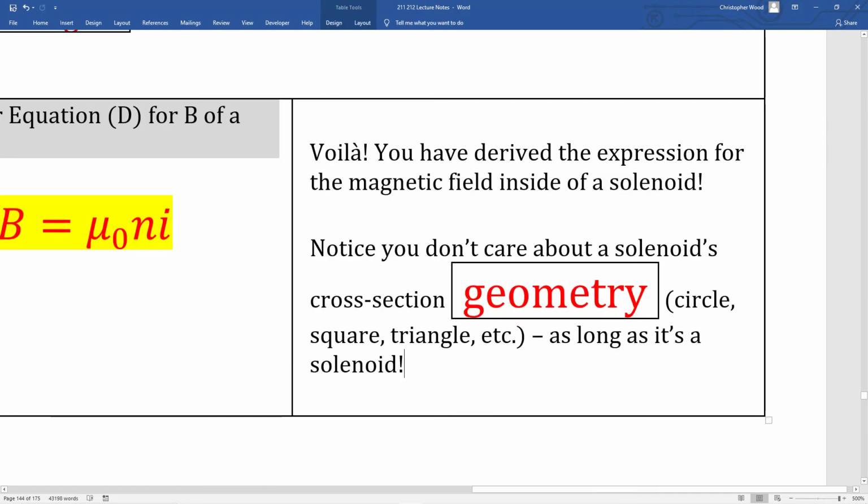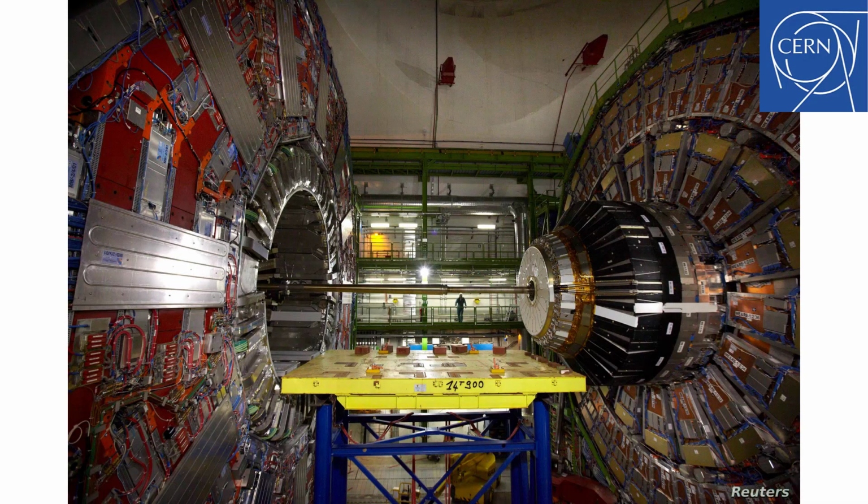So we just derived the magnetic field for a solenoid, and notice there's no dependency on geometry. As it says here, the cross-section geometry could be a circle, square, triangle, etc., as long as it's a solenoid. I'll conclude with this photograph of the world's largest solenoid. This is known as the compact muon solenoid. It's part of the Large Hadron Collider facility that's used to find fundamental particles. Maybe you've heard of the Higgs boson. This solenoid creates exceptionally strong and very precise magnetic fields, which are essential to the study of what happens when you blow up atoms and nuclei and subatomic particles.